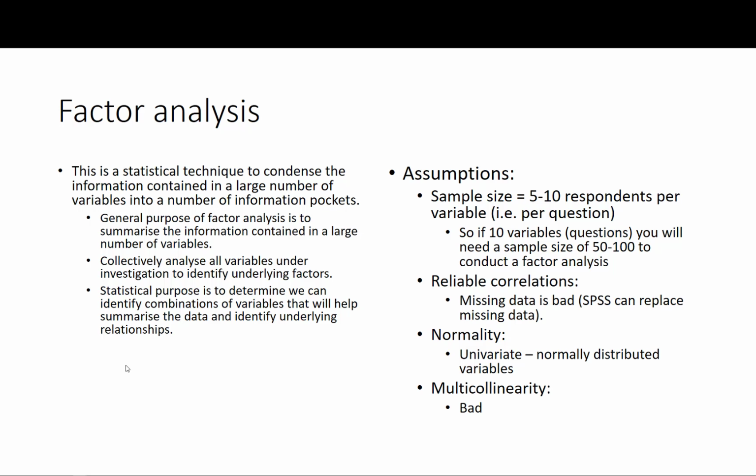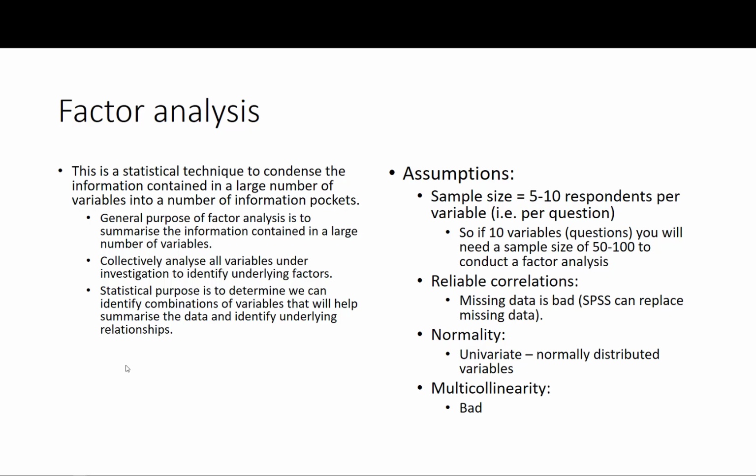So some of the assumptions in running a factor analysis is that we need a sufficient sample size of at least 5 to 10 respondents per variable. So for example, in the perceived behavioral control example, if we had 3 items measuring perceived behavioral control, we would need at least 15 respondents in the sample to be able to run an effective factor analysis. Preferably we'd want 30 people in the sample in order to be able to run the factor analysis.